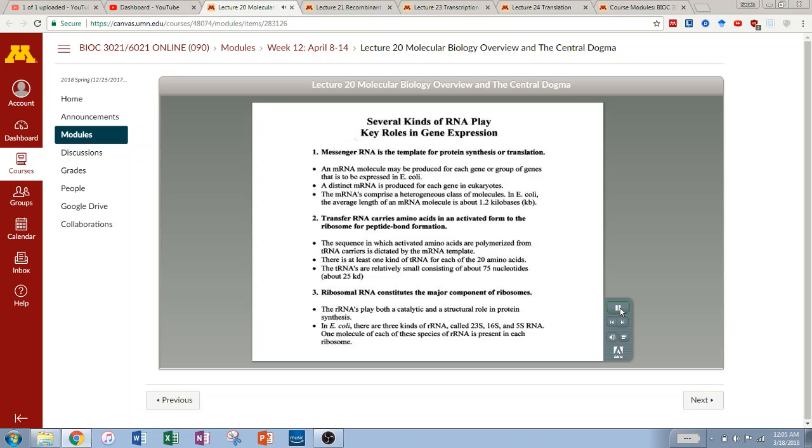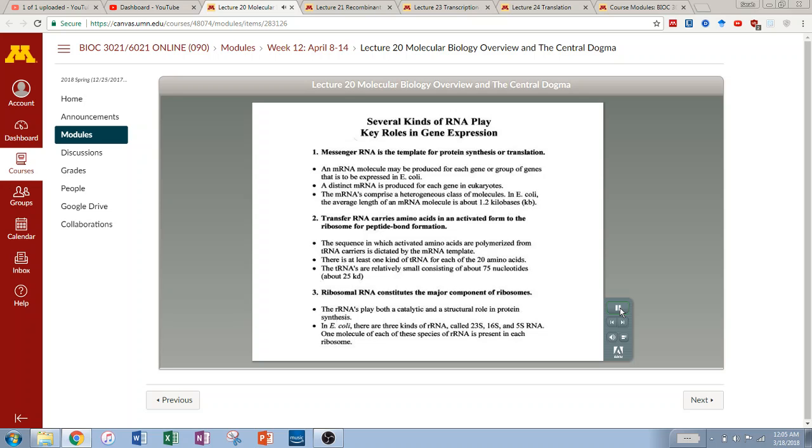Transfer RNA carries amino acids in an activated form to the ribosome for peptide bond formation. The sequence in which activated amino acids are polymerized from transfer RNA is dictated by the messenger RNA template. There's at least one kind of tRNA for each of the 20 amino acids. The tRNAs are relatively small, consisting of about 75 nucleotide units.